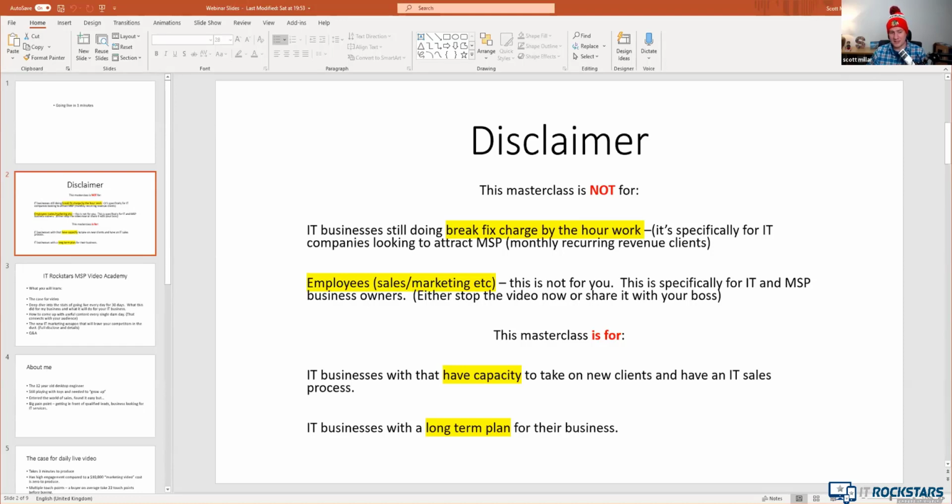So with that being said, this masterclass is for IT businesses that have the capacity to take on new clients and have an IT sales process. So what do I mean by that? Well, basically you have the capacity to expand.